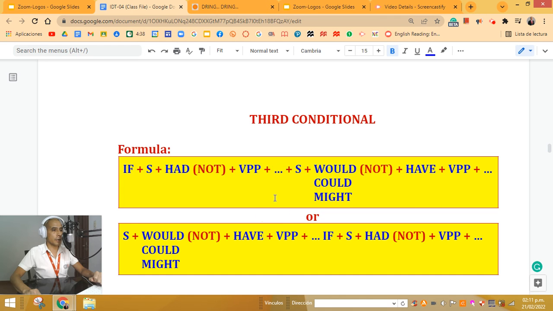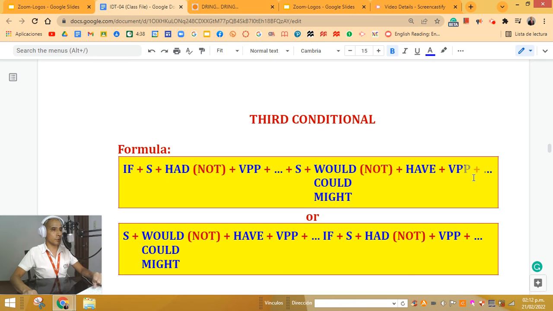As you can see here, I am presenting two formulas. The one that is here above, you can see that we have the if conditional, the subject, had or had not, the verb in the past participle, plus subject, the three options, would, could, might. They could go in the negative form, by the way, plus have, plus the verb in the past participle.